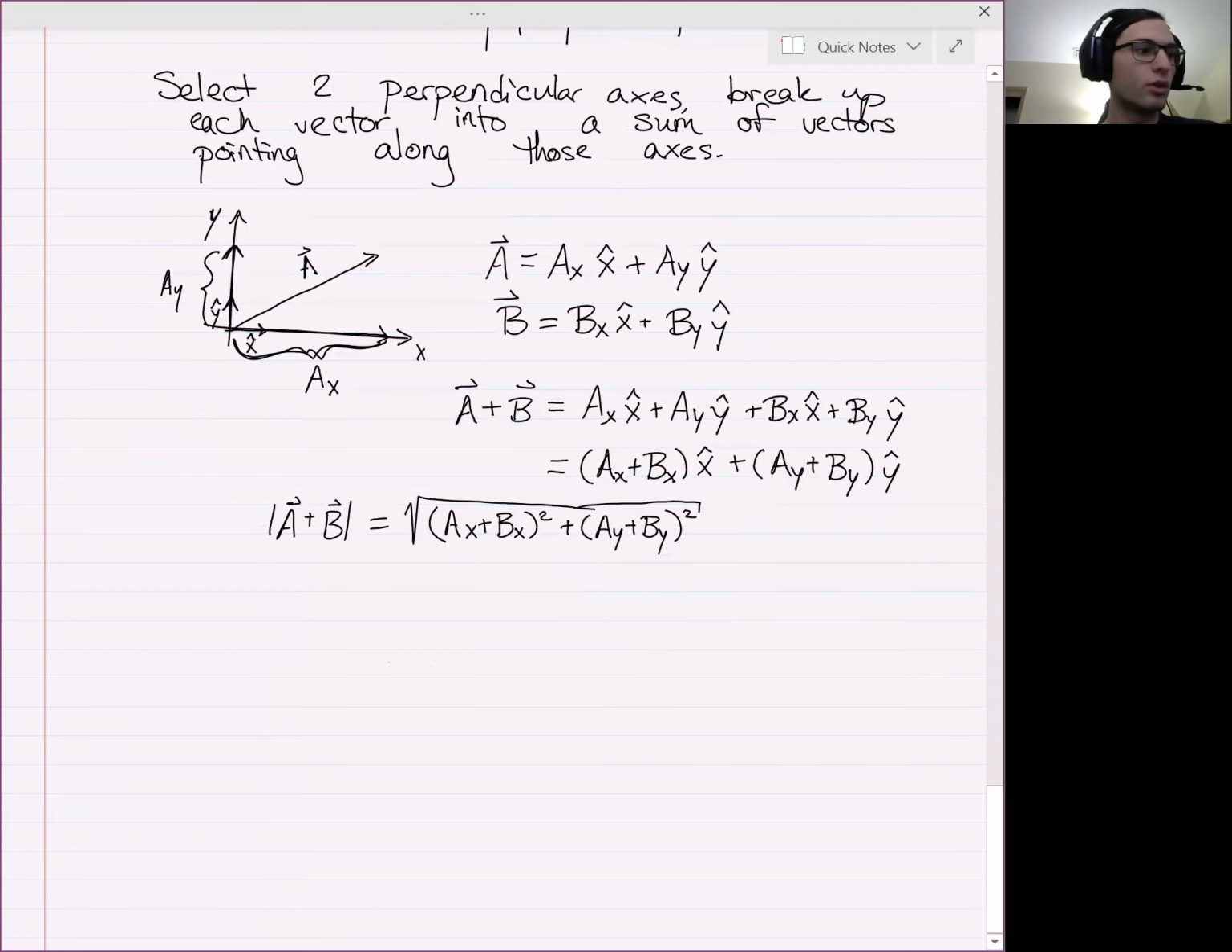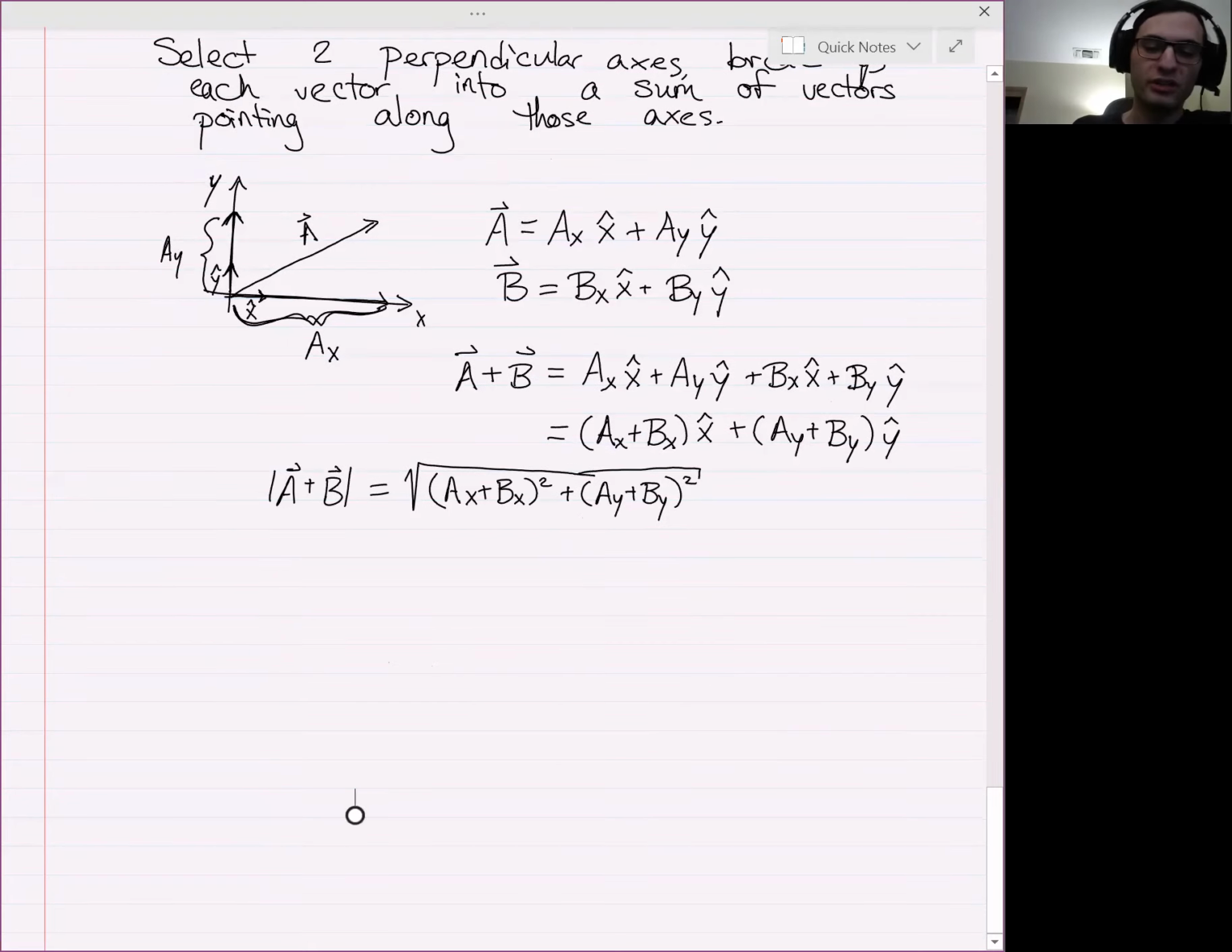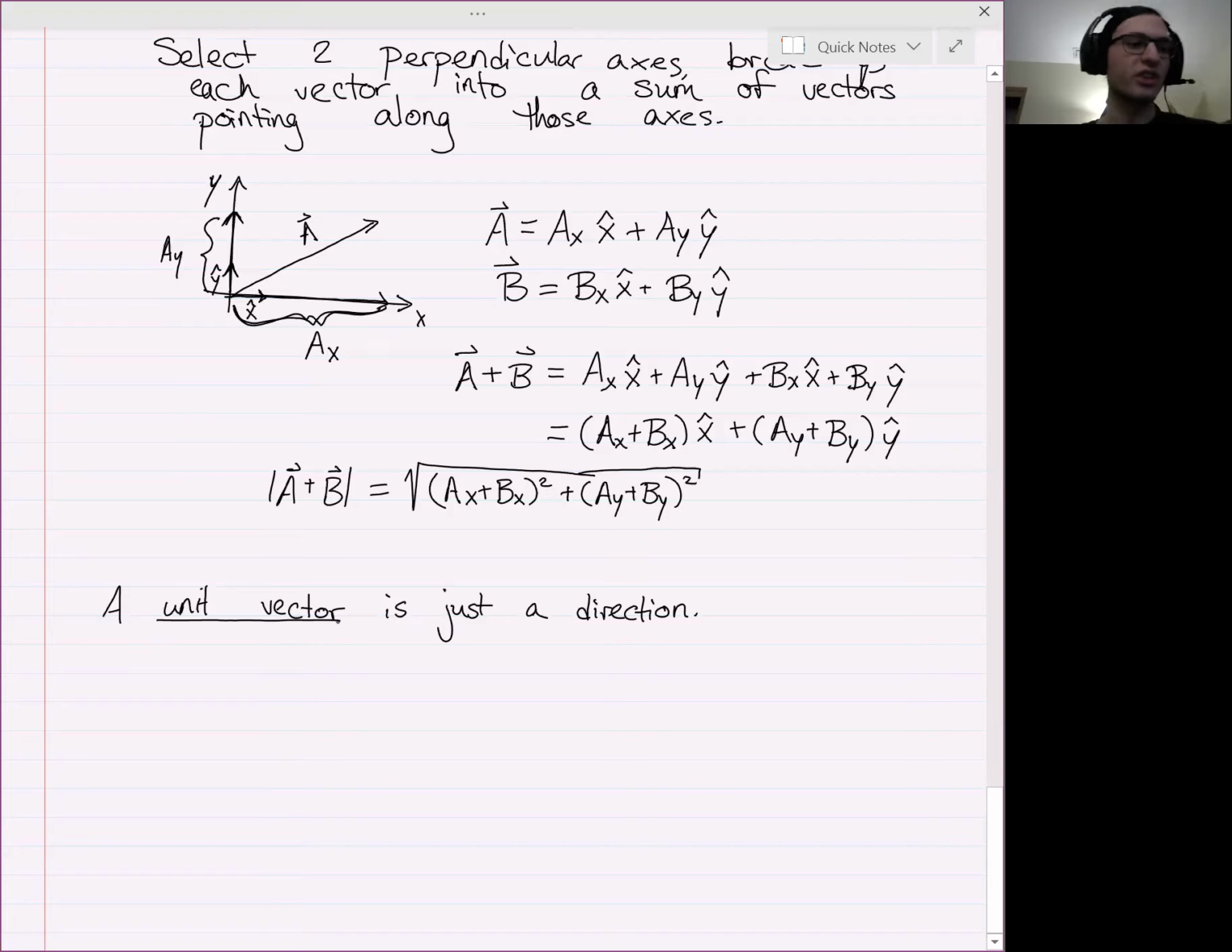So there's a little bit more to talk about with regards to unit vectors. First, we should probably define what a unit vector really is. A unit vector is literally just a direction. It contains no information about magnitudes. It has no units. It has no length. Well, it has length 1. So it's just a direction.